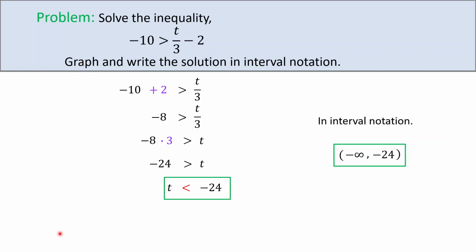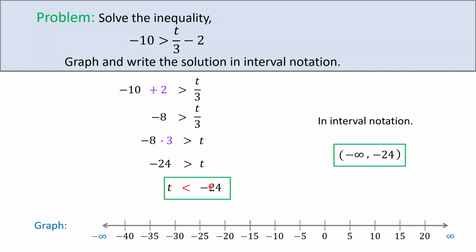Now we draw the graph. Negative 24. You have negative 25. Negative 24 is close to negative 25, somewhere here. There is no equal sign, so you need to put an open circle. This is less than, so draw a line all the way to negative infinity. Here you can put an open circle or parenthesis. This is the graph.